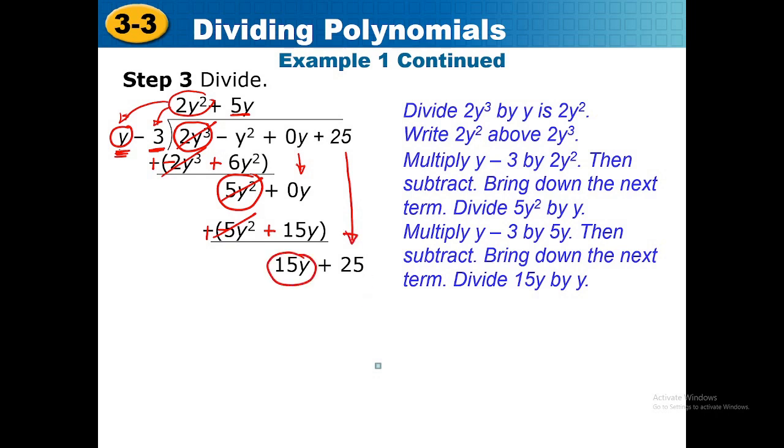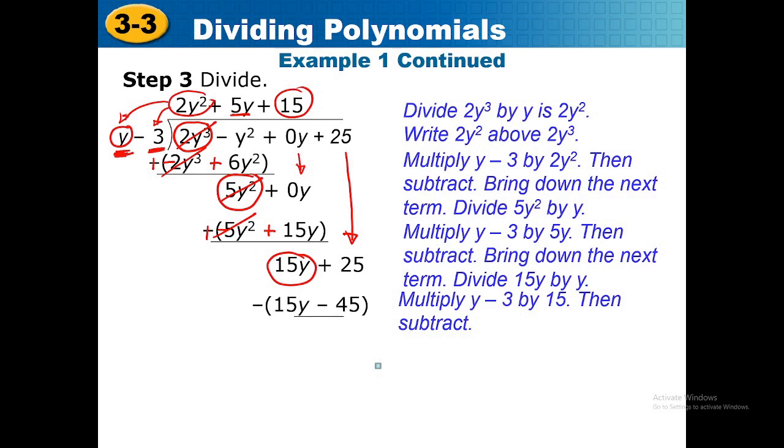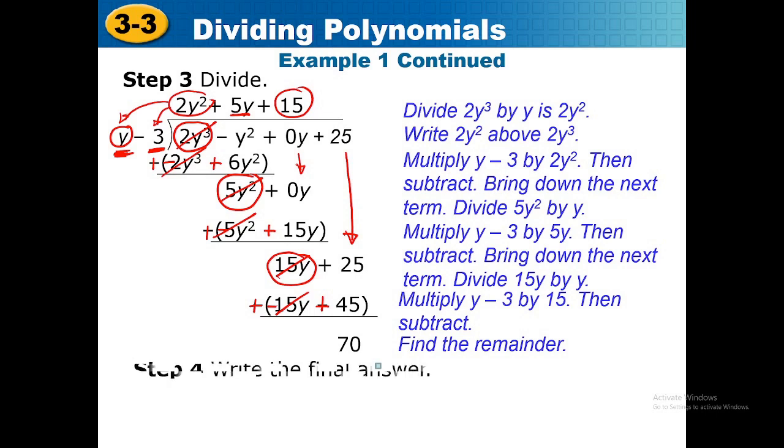Divide 15y by y, you will get 15 for that. Then, I multiply 15 by y minus 3. I'll get 15y minus 45. And then, you subtract again. Change the sign, proceed to addition. Then I have cancel. This is 70. That's the remainder. So how do you write your final answer? You write this starting with the quotient, this one, plus the remainder over the divisor. What's the divisor here?